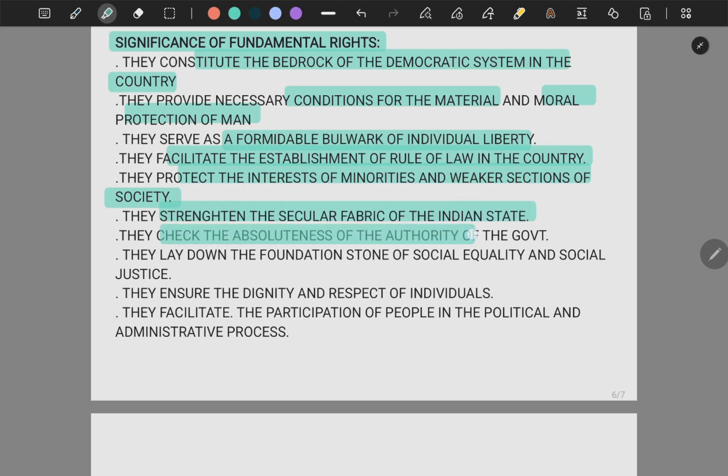They check the absoluteness of the authority of the government, and they lay down the foundation stone for social equality and social justice. Fundamental rights is not just about giving you equality and rights, because justice and remedies are also included there. They also ensure the dignity and respect of individuals and facilitate the participation of people in the political and administrative process.